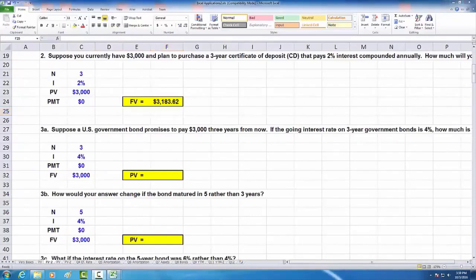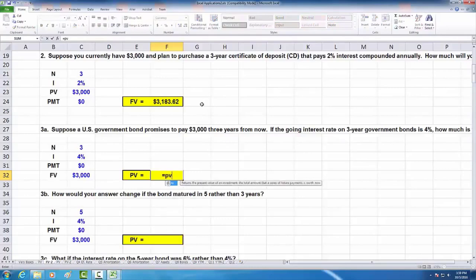Okay. So what you need to do, again, click here. This time we are going to use the present value function. Write PV instead of FV, and it gives you the explanation. PV returns the present value of an investment, the total amount that a series of future payments is worth now. Okay, so use the parentheses here.